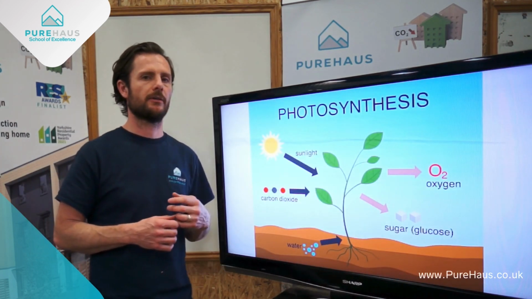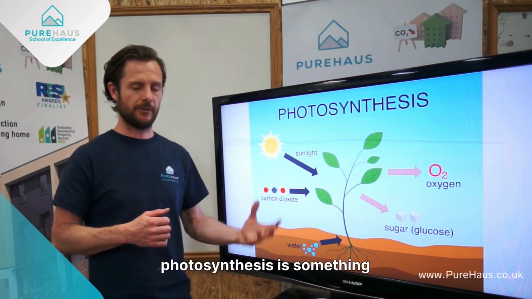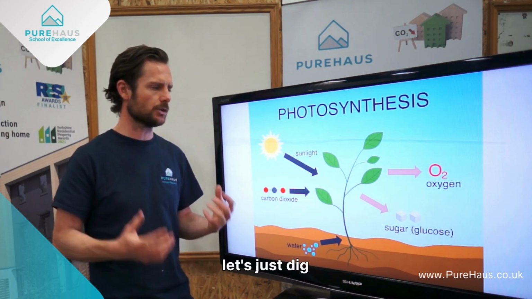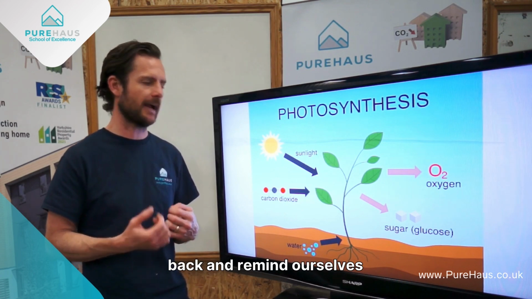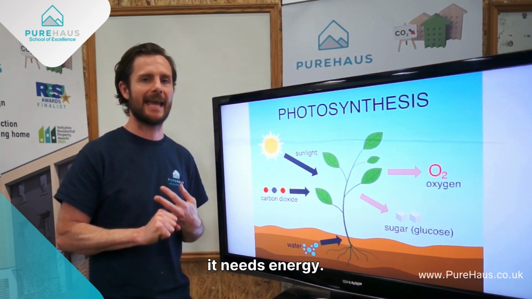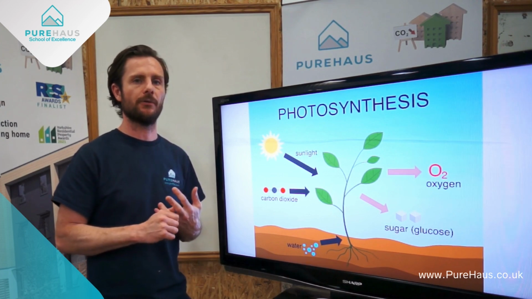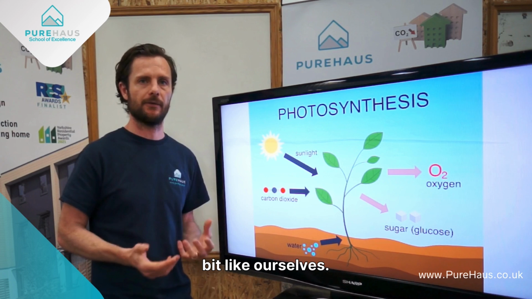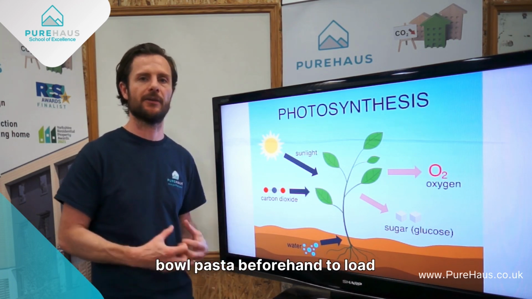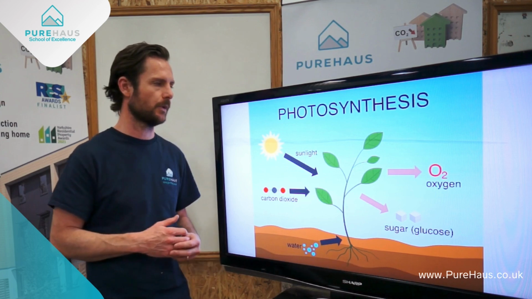So let's just look at the science behind all of this. Photosynthesis is something that a lot of us will remember from school, but let's just dig back and remind ourselves of how this works. For a tree or a plant to grow, it needs energy. Energy in the form of carbohydrates, a little bit like ourselves. If we're to go for a long run, we might eat a big bowl of pasta beforehand to load ourselves up with carbohydrates, to give ourselves energy. Plants need energy to grow.